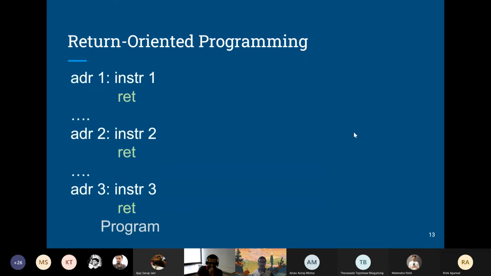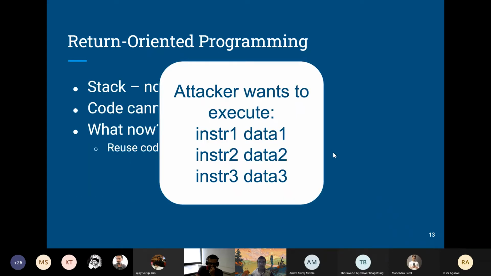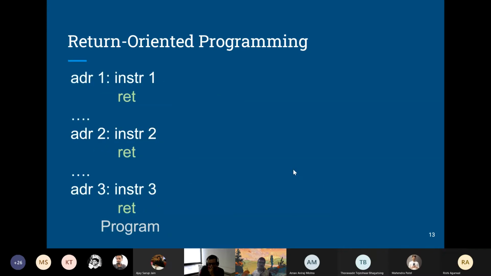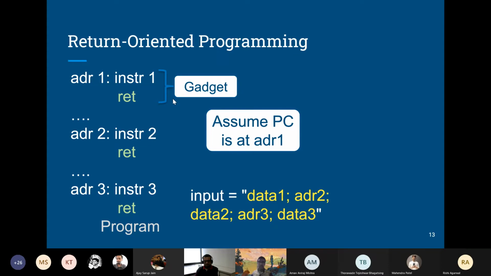So let's think about it for a while. Suppose that the attacker wants to execute something like instruction 1 with some data, instruction 2 with some data, instruction 3 with some data. Now he tries to find these instructions inside the binary itself. Okay. So the binary or the program is always there. He tries to find the address of this instruction with the return next to it. Similarly, instruction 2 with the return next to it, instruction 3 with the return next to it. These are called gadgets.